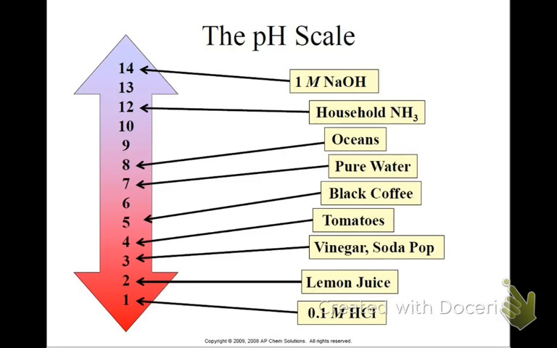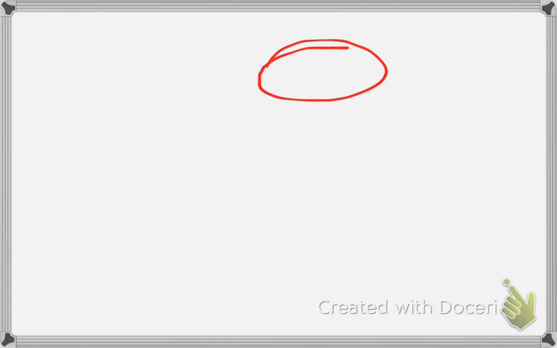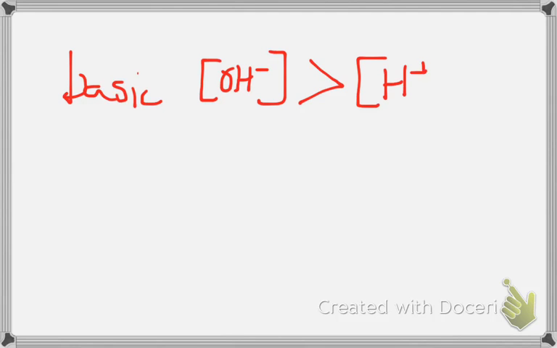Real quick, going back to this pH scale, something important to note is when we talk about something that's basic, so sodium hydroxide, 1 molar sodium hydroxide. The key is that 1 molar sodium hydroxide isn't without H+, it has more OH minus than it does H+. So if we think about this scale, something that is basic, which is anything that's above 7 on the pH scale, its concentration of OH minus is greater than its concentration of H+.